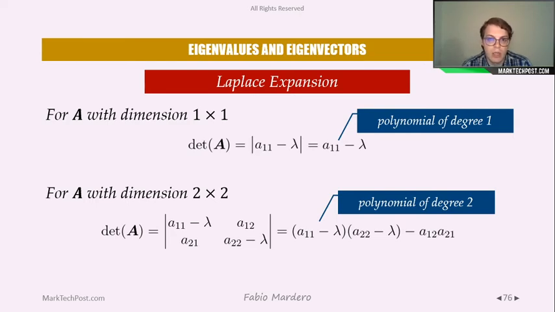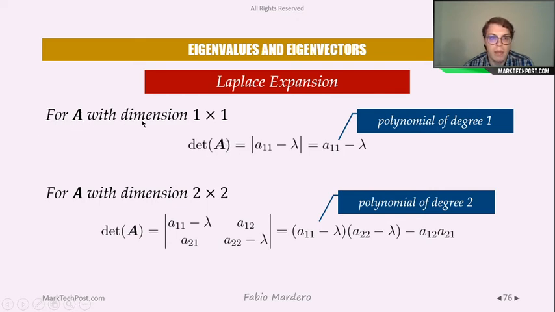We have already seen how to compute it thanks to the Laplace expansion. And now I want to show you how to compute the determinant of A minus lambda I. Here there's an error, excuse me.